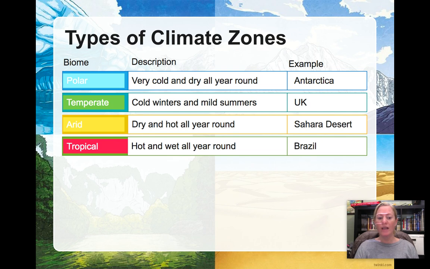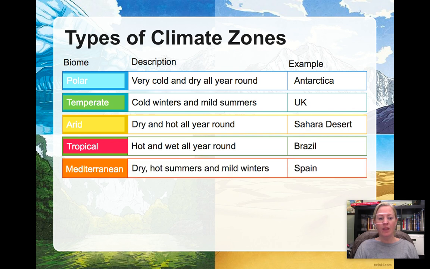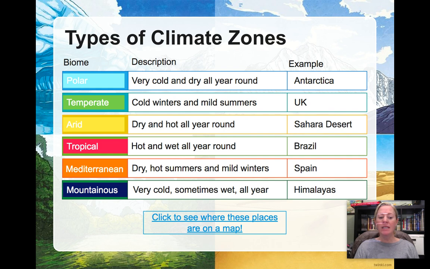Tropical, hot and wet all year round, like your rainforests in South America, Brazil. Mediterranean, dry, hot summers and mild winters, like you get in Spain. Now, this is also known as a warmer temperate climate. Okay, mountainous, so this is very cold, sometimes wet all year through, and you find these sprinkled amongst other climates like a temperate climate or a warmer temperate climate like a Mediterranean climate.